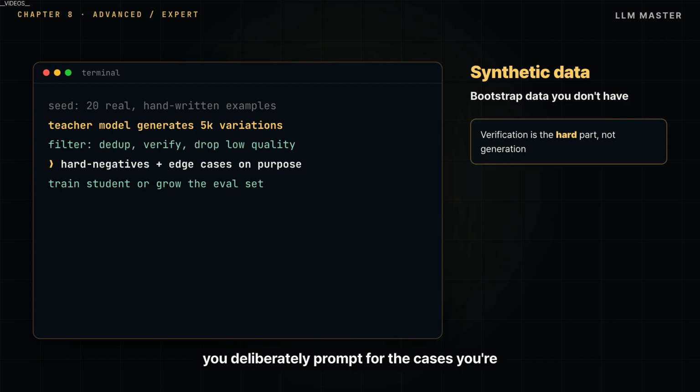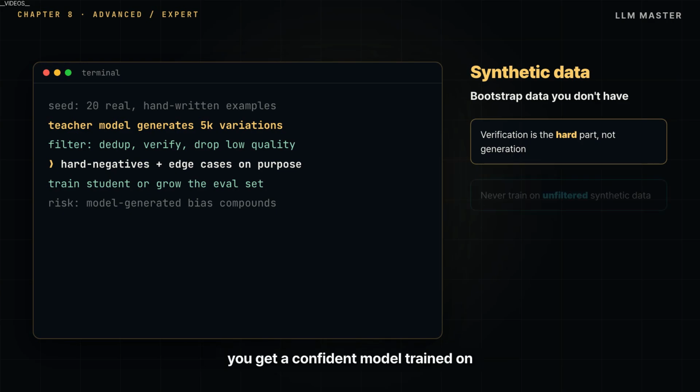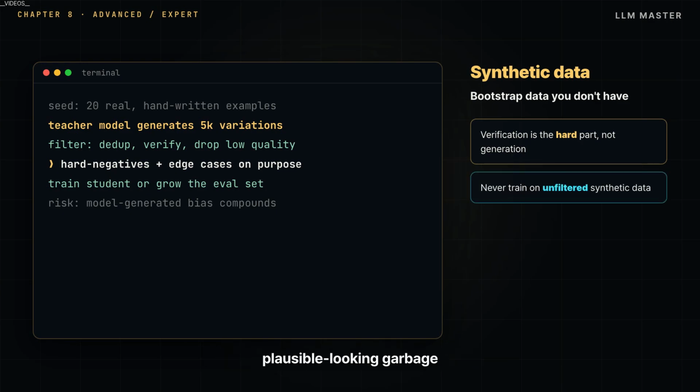Used well, you deliberately prompt for the cases you're short on. Hard negatives, rare edges, adversarial variance. To fill coverage gaps a real dataset would take months to accumulate. Used carelessly, you get a confident model trained on plausible-looking garbage. Generate freely. Trust nothing until it's verified.